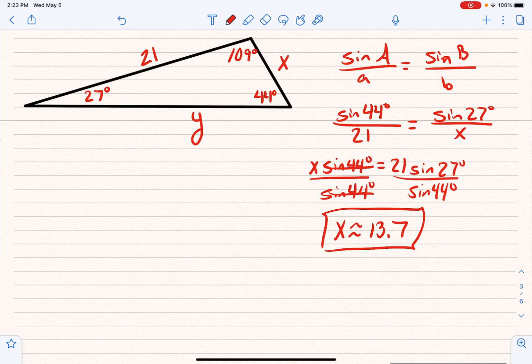All right, which makes sense because this angle opposite of it, 27, is the smallest angle. This was the medium size angle. And so the side should be smaller than this 21. And it is, it's 13.7. So now let's try the other one.